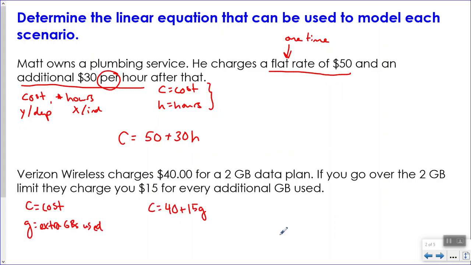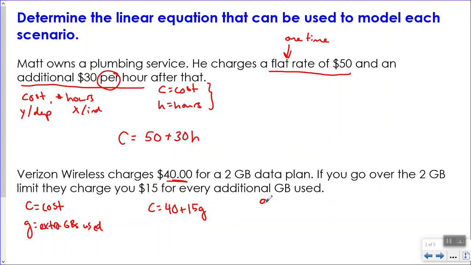So for this one, again, we come down to cost and our amount of extra data that we use. So our cost is going to be equal to our $40 monthly charge plus $15 for every additional gigabyte that we use. So if we define G as our additional gigabytes used, our equation would look like this.